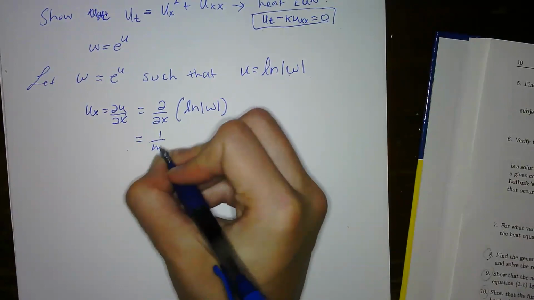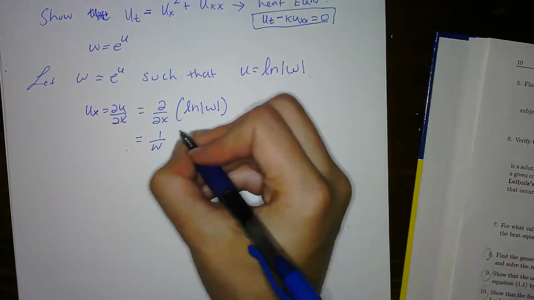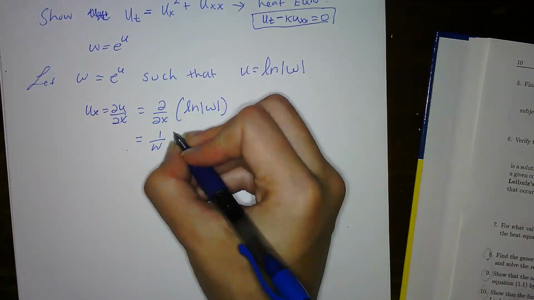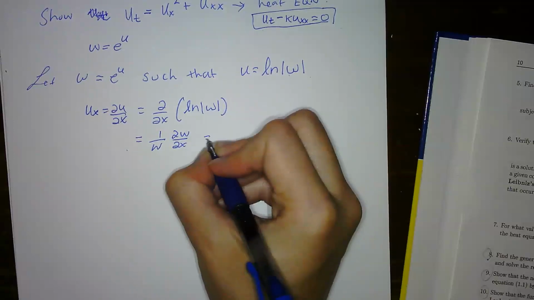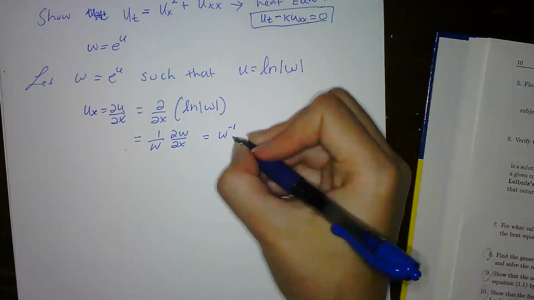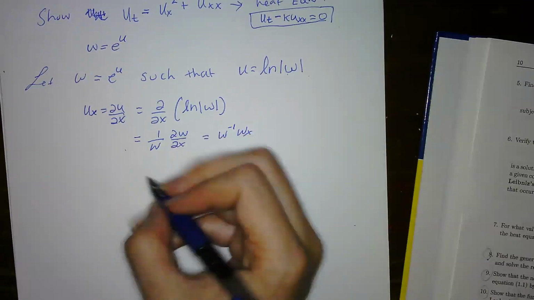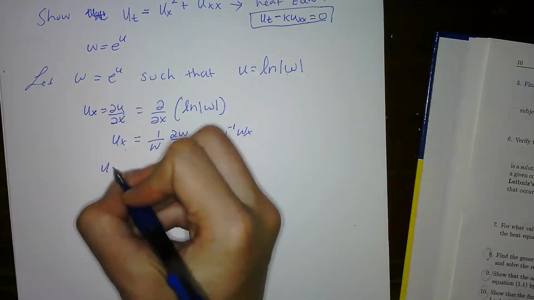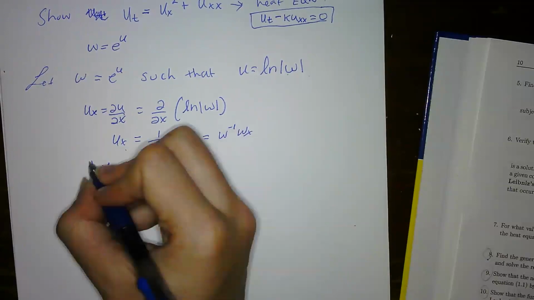We get 1 over w, derivative of ln, a chain rule, and then the derivative of the inside is the partial w of partial x, and that just reduces to w to the minus 1, and we can rewrite that as w sub x, right? So that's what u sub x is. So u sub x is really w sub x over w. So that's u sub x.